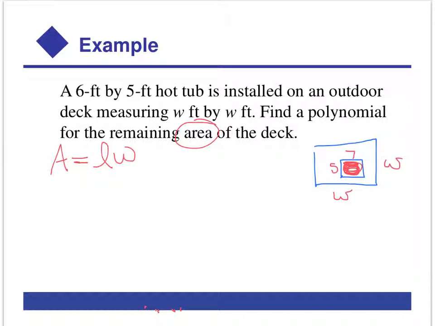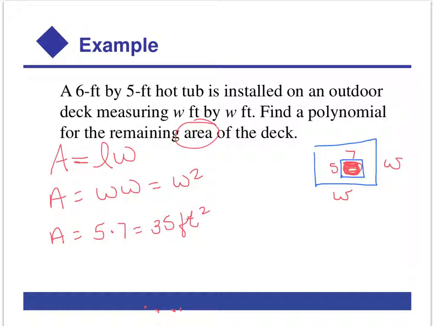So the area of the actual deck is W times W, which is simply W squared. And then the area of the hot tub is 5 times 7, which is 35 feet squared. And these were feet too, so this really is W squared feet, either way you want to look at it. So now think about it. If we want to find the whole area of everything, how would you figure that out? We could say if we take away the area of the hot tub, we would know what's left, right?